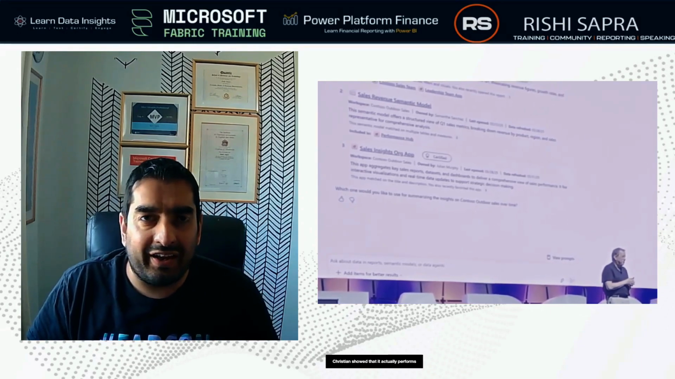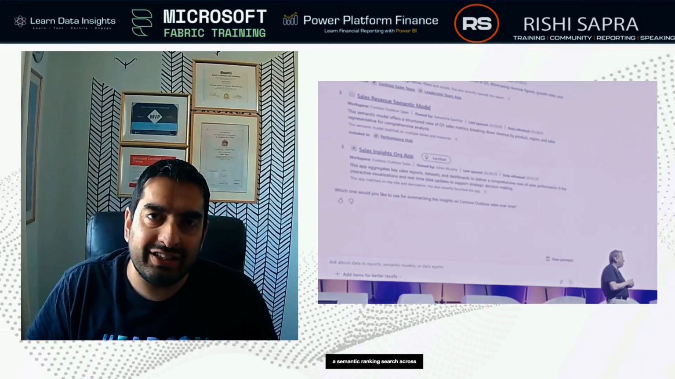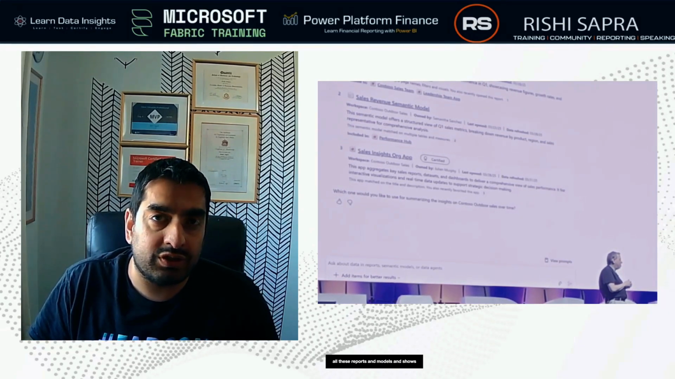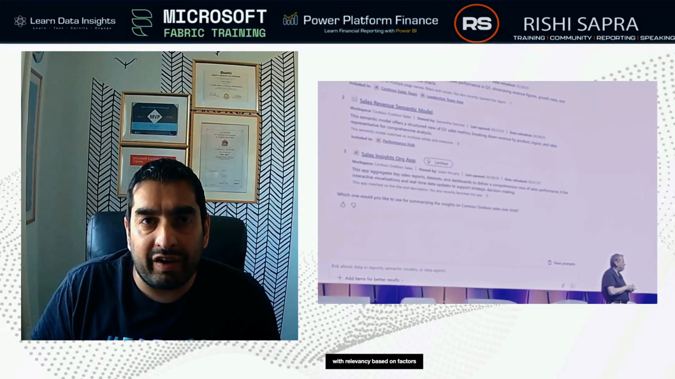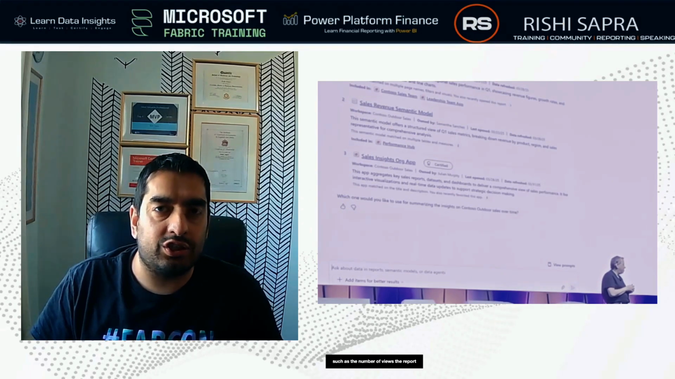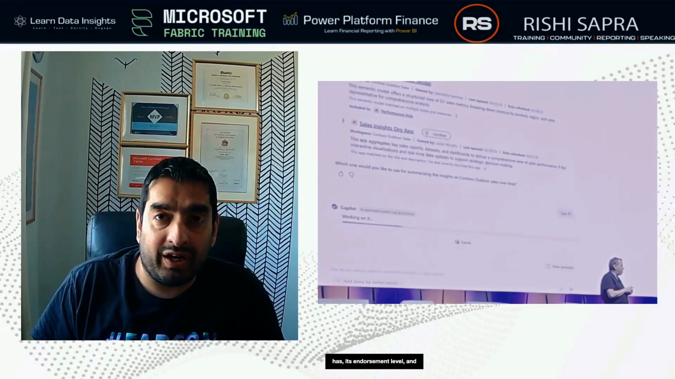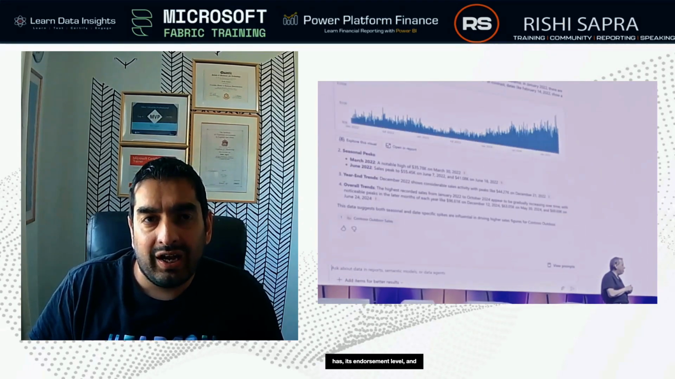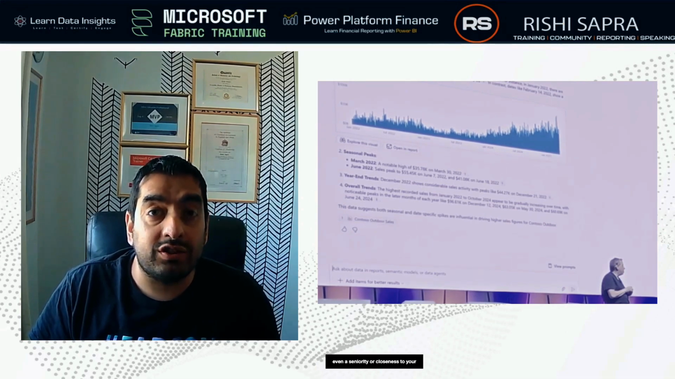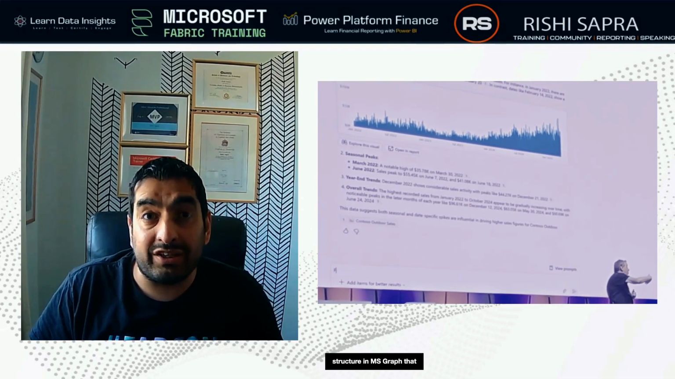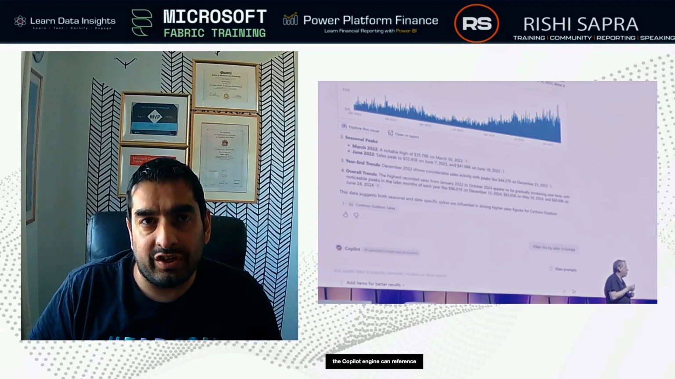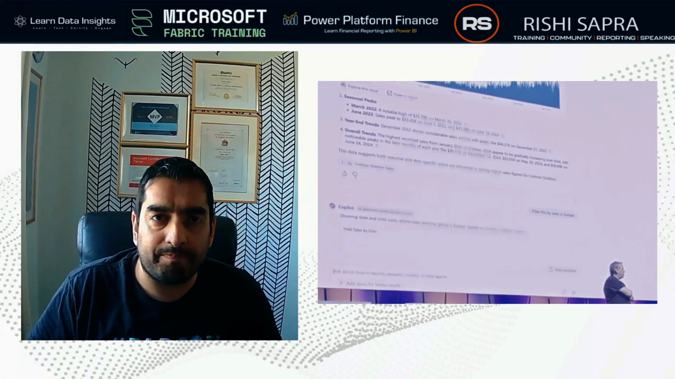Christian showed that it actually performs a semantic ranking search across all these reports and models and shows what it believes are the most relevant results, with relevancy based on factors such as the number of views the report has, its endorsement level, and even a seniority or closeness to your team in terms of the organizational structure in MS Graph that the Copilot engine can reference through Entra.